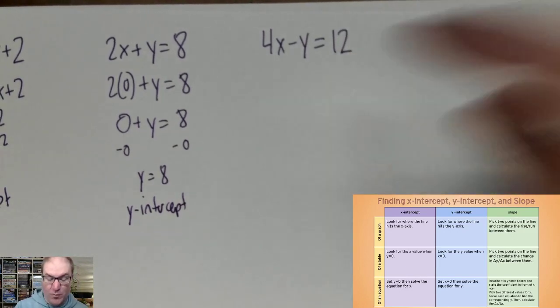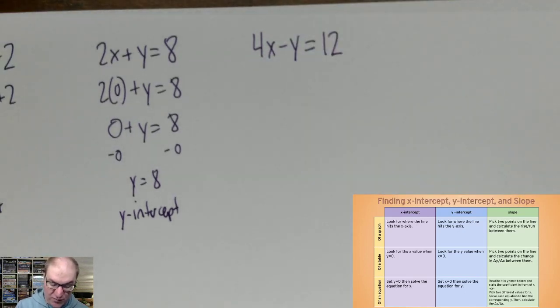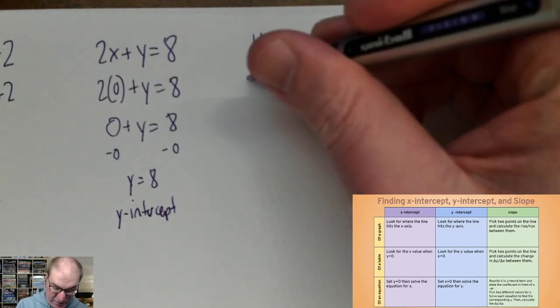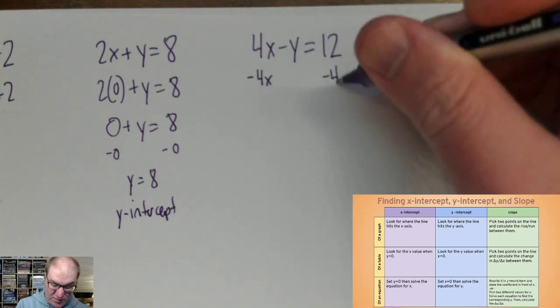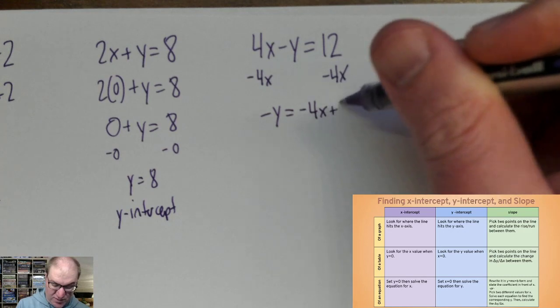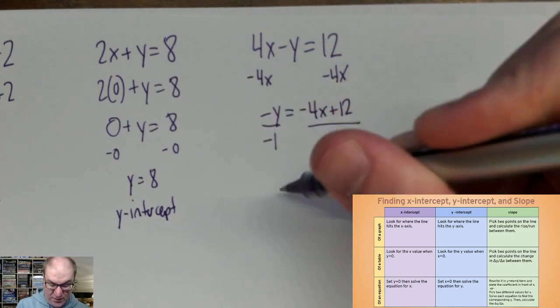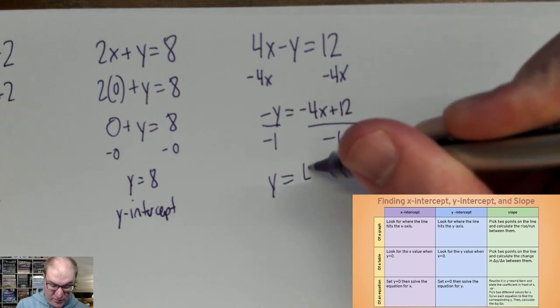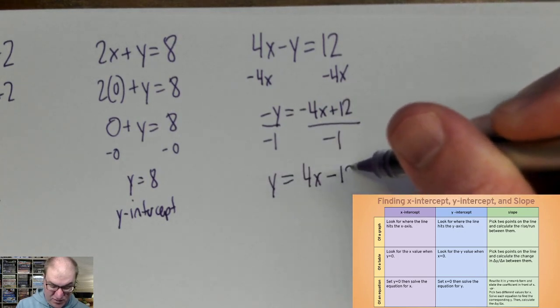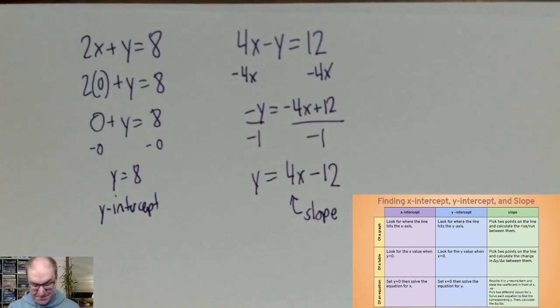If I want to find the slope of this line, I can plug in two x's, find their corresponding y's, and then I'll have 2 points to calculate slope. Or I can get this in y equals format, and that's what I want to show you. For this one, I would just do minus 4x to both sides, and I would get negative y equals negative 4x plus 12. And then I divide everything by negative 1 to get the y alone, and I get y equals 4x minus 12. My slope is 4.